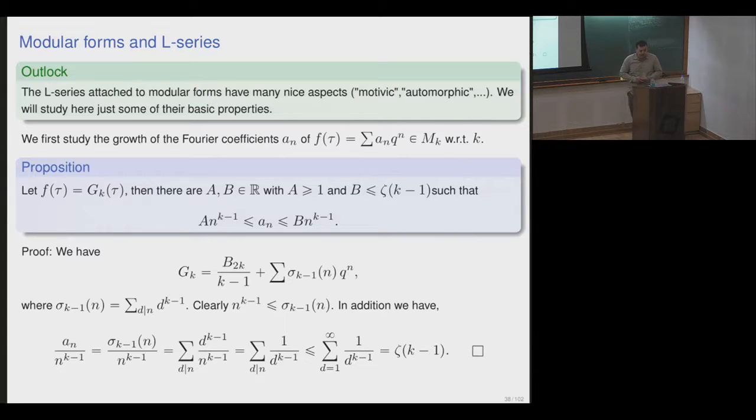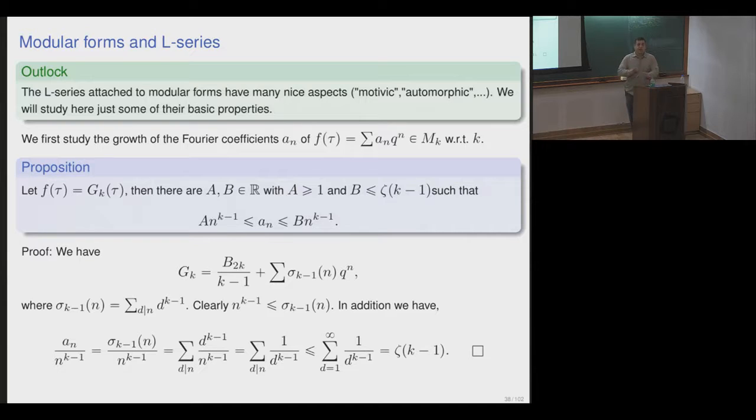Because this was the last talk, the idea for the second talk was to discuss modular forms and the L-series, and why people want to study the L-series attached to modular forms, because they have very nice aspects. We have seen things of this in the last day. The keywords are motivic or automorphic, cuspidal, and so on. And what we want to do is just to go to the very basic concepts.